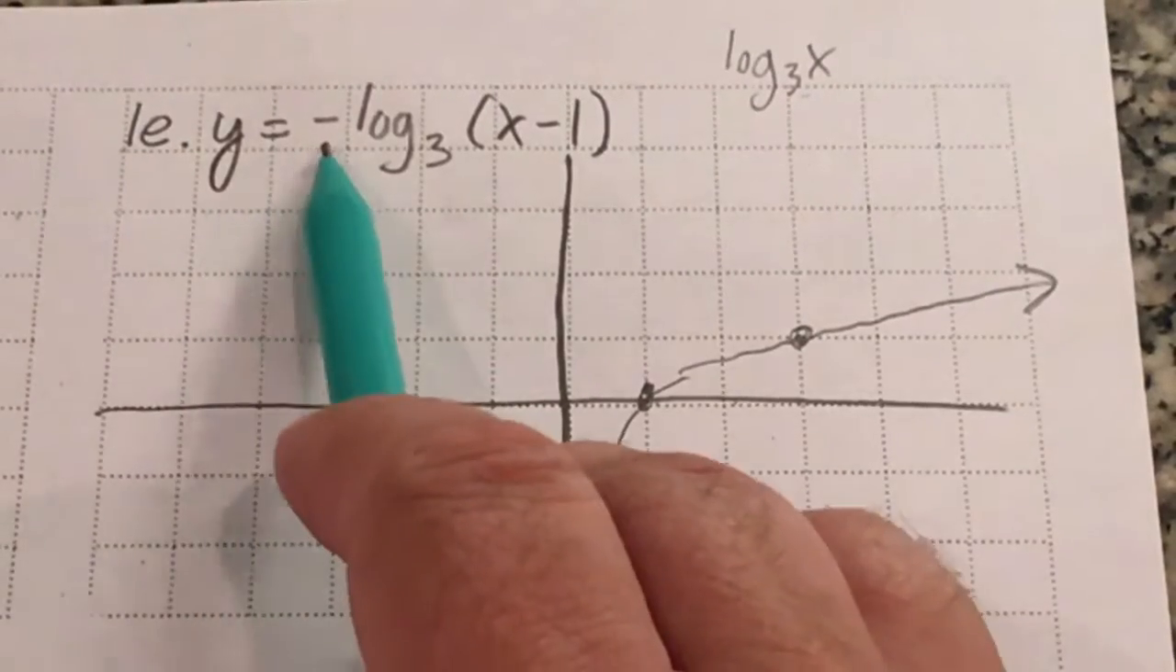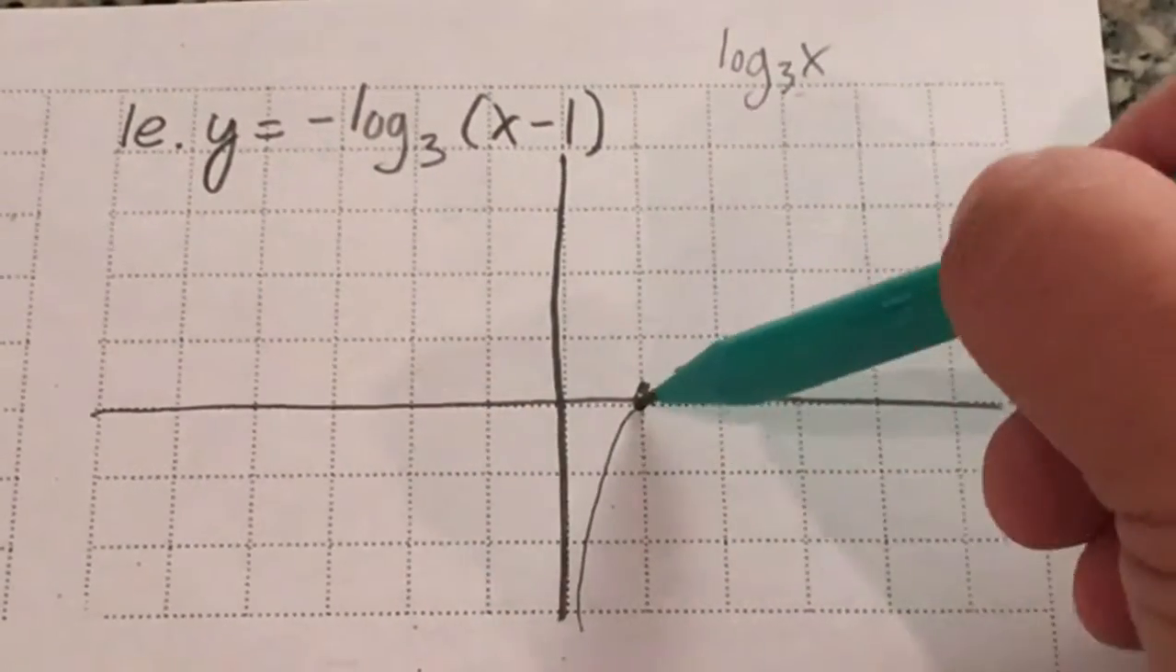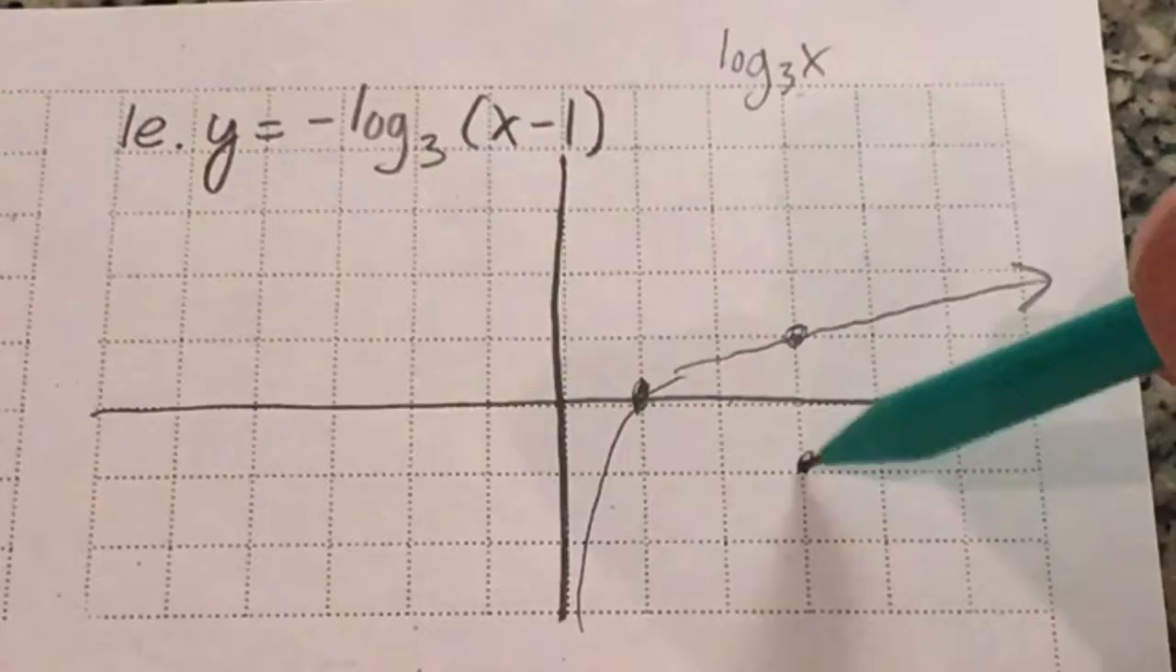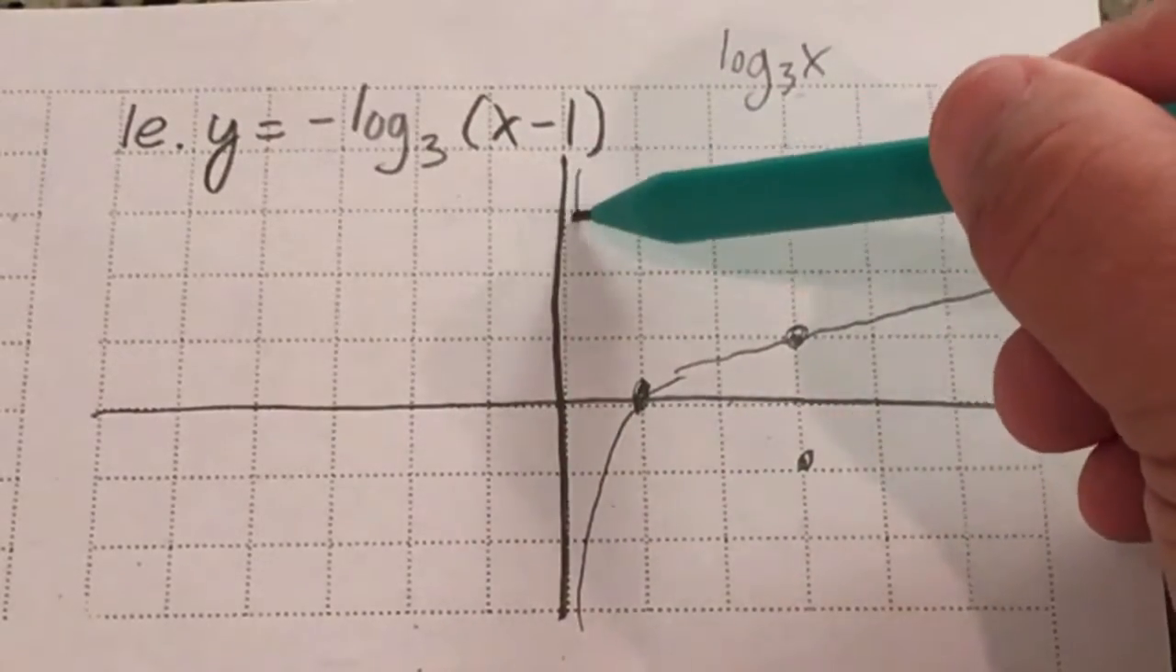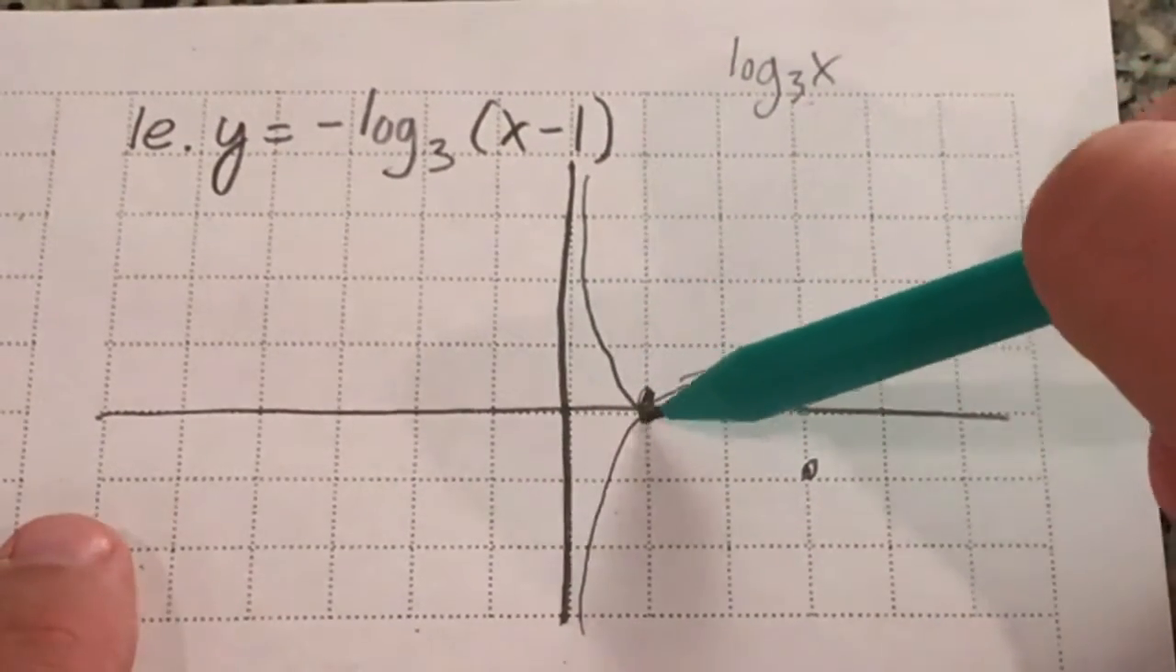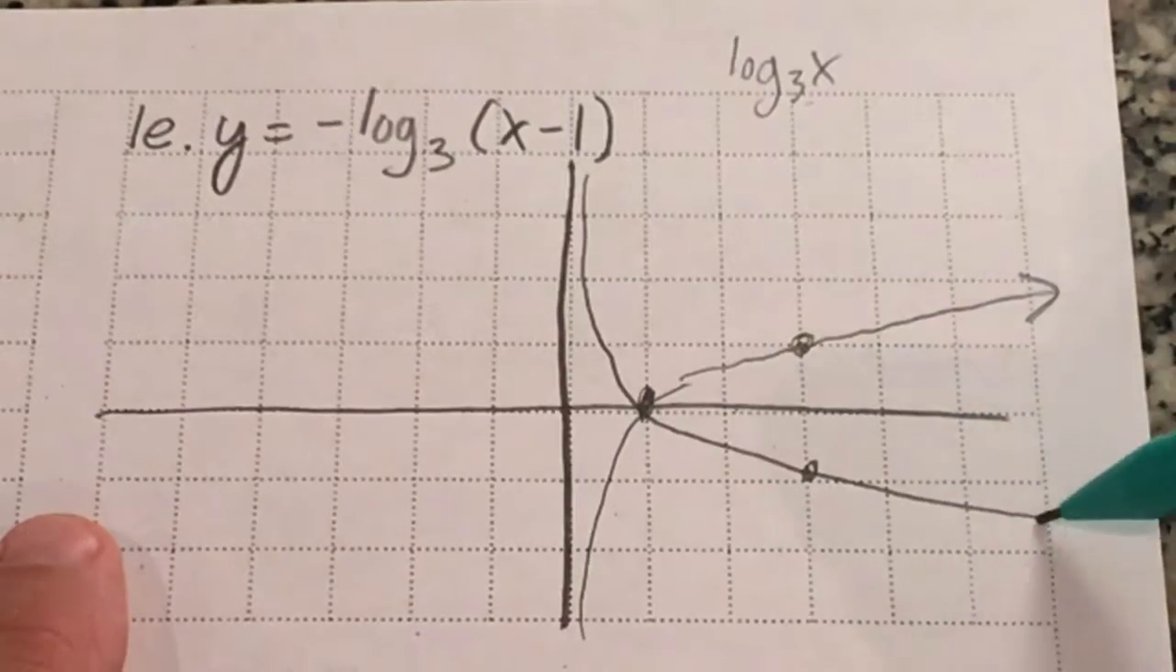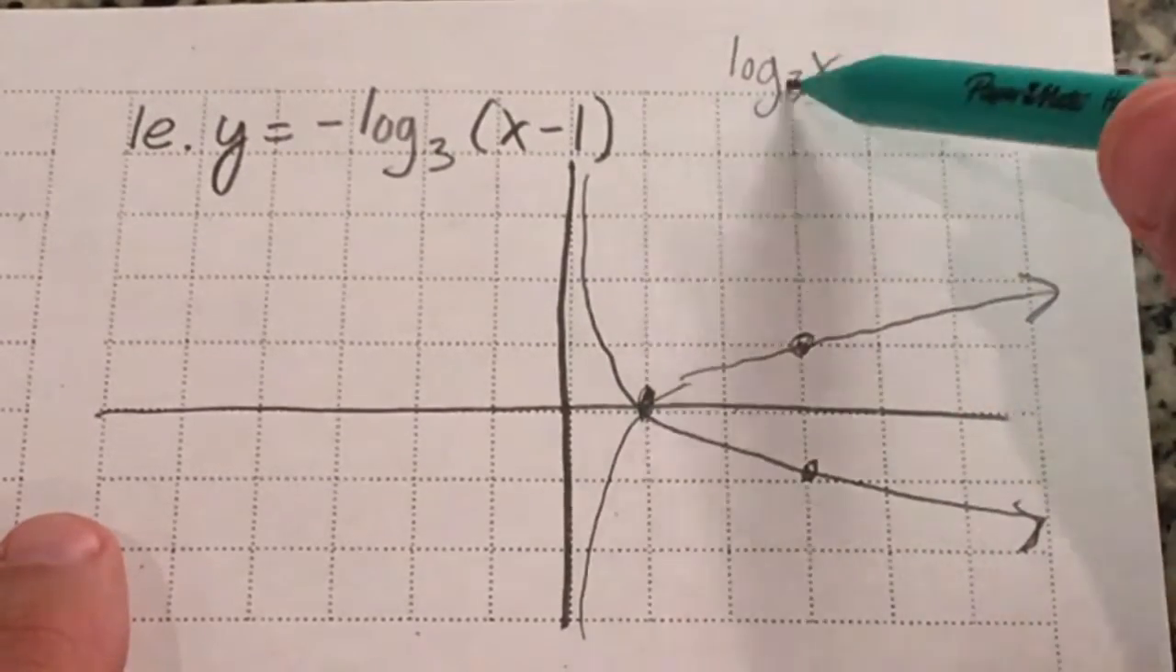Now I'm going to reflect this over the x-axis. So what that would do is this point would remain the same, but this point would be reflected over. And instead of creeping upward, it's going to creep downward along the y-axis. Go through 1, 0, and 3, -1. And be a reflection of that original. So I have the reflection done.